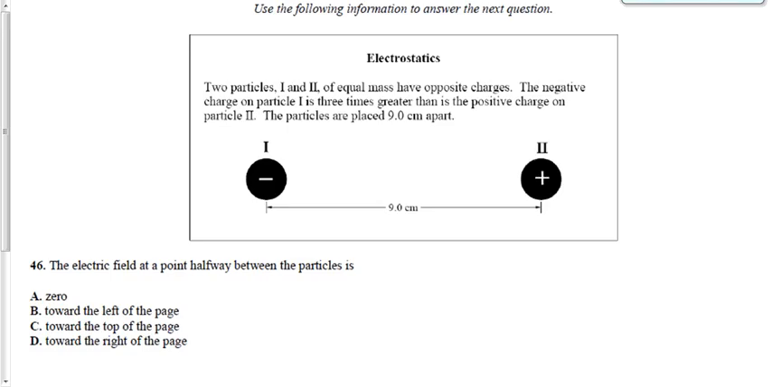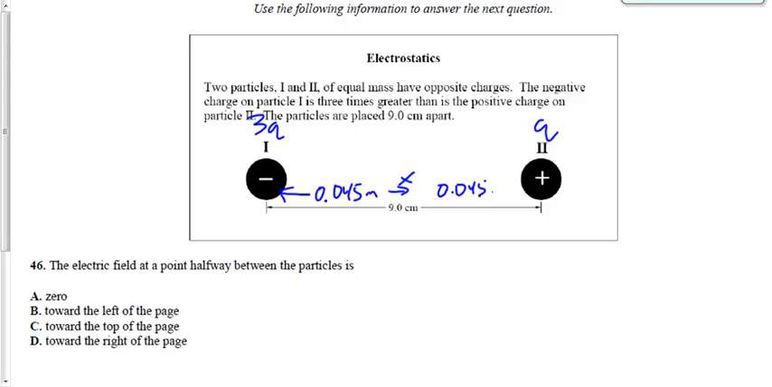All right, take a look at number 46. It says two particles, 1 and 2, of equal mass and opposite charges. We can see that from the picture, right? One's positive, one's negative. The negative charge on particle 1 is 3 times greater than the positive charge on particle 2. Let's call particle 2 Q, and particle 1 3Q. The particles are 9 centimeters apart. We want to find the electric field strength midway between the two, so the distance is 0.045 meters and 0.045 meters.